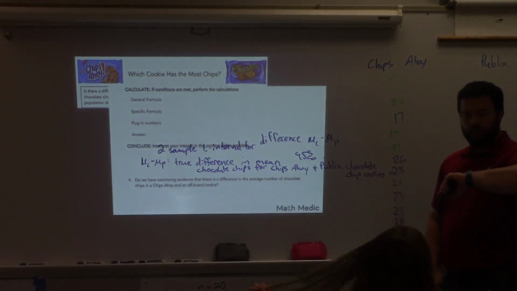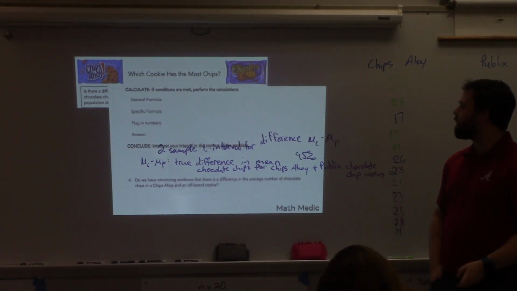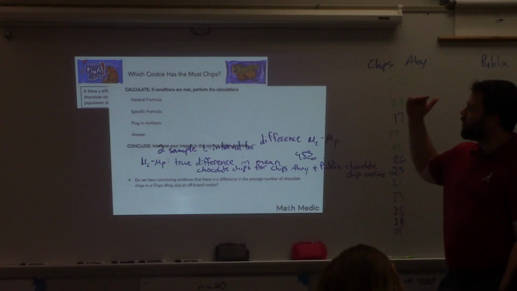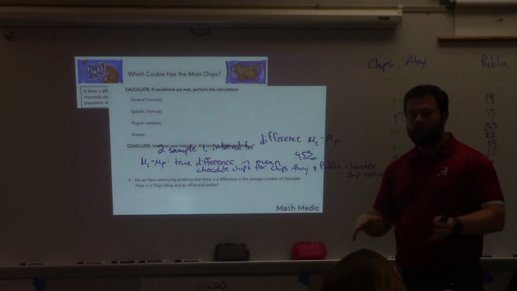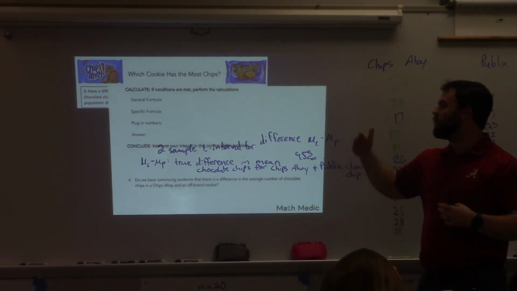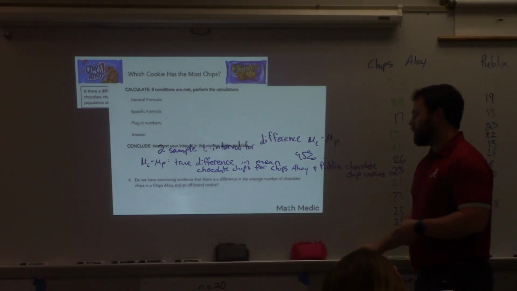I want you to take the next 4 to 5 minutes to write out your general formula, your specific formula, and plug your numbers in. Do not run it in the calculator until after you write out your formulas. Okay?